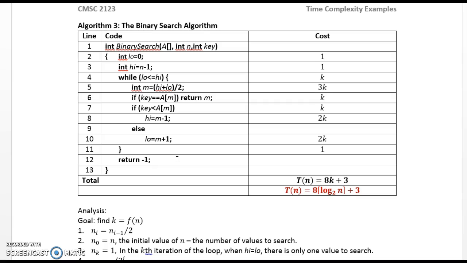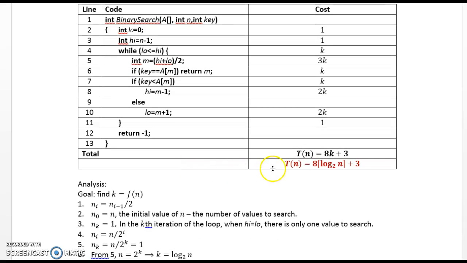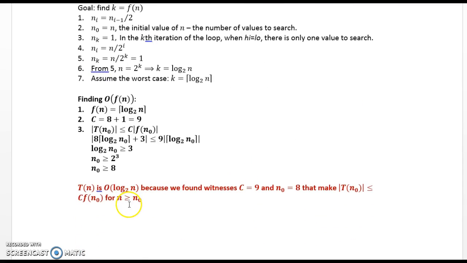Insofar as we throw away half the remaining values, this becomes a logarithmic function, and because we're dividing by 2 each time, we come out with the time complexity T of n is 8 times the ceiling of log 2 n plus 3. We eventually find that this function is O of log 2 n, because we found witnesses C and n sub naught equal to 8 that satisfy the definition of big O.